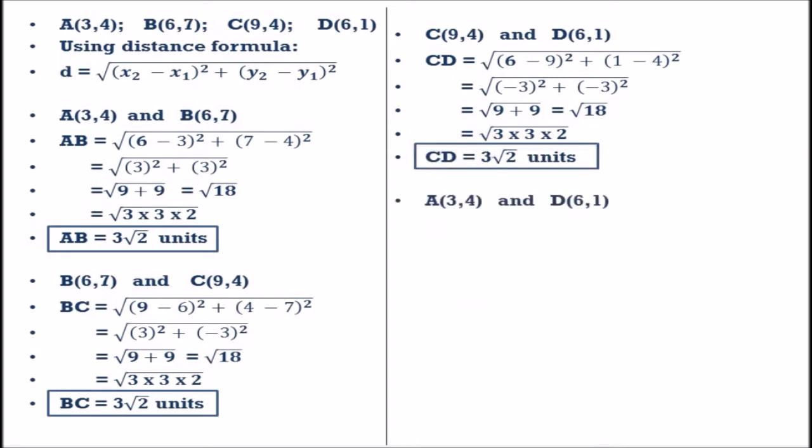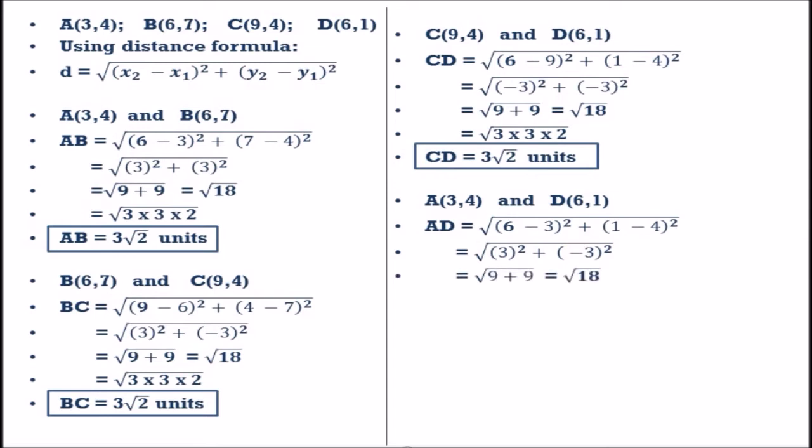Now the last side, AD. A is (3, 4) and D is (6, 1). So AD equals under root (6 minus 3) whole square plus (1 minus 4) whole square. 6 minus 3 is 3 square, plus the bigger number is 4, so the minus sign will carry on, minus 3 whole square. 3 3s are 9, minus into minus plus, 3 3s are 9. 9 plus 9 will give us root over 18. 3 3s are 9, 9 2s are 18. So AD is also 3 root 2 units. So as we can see, all four sides are equal.